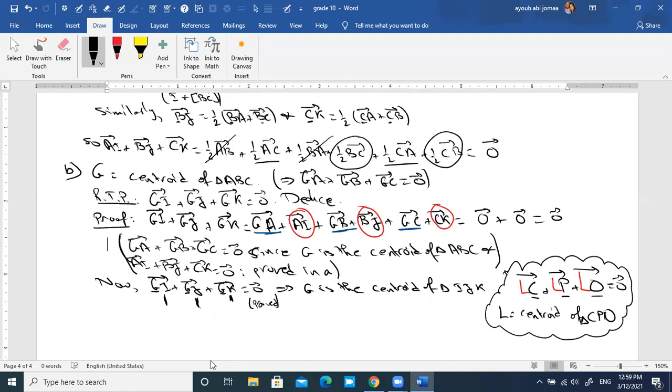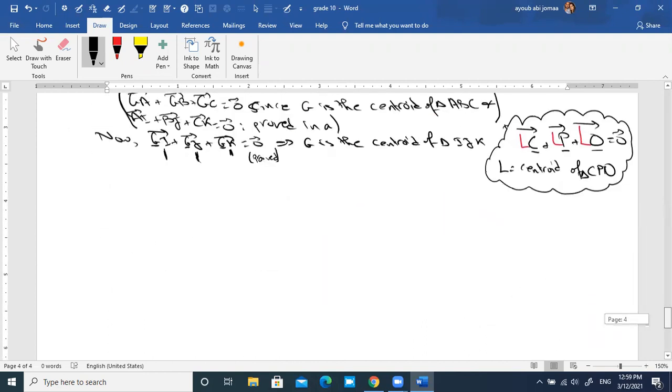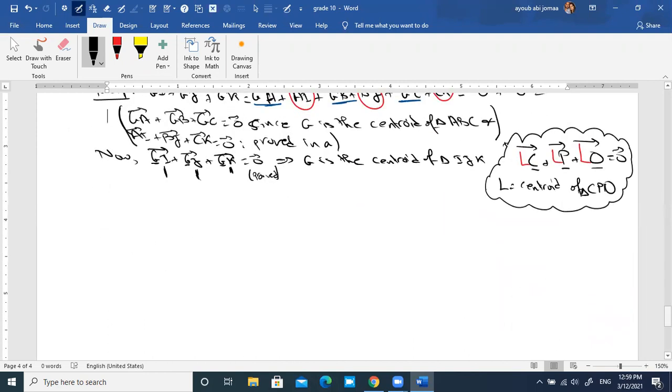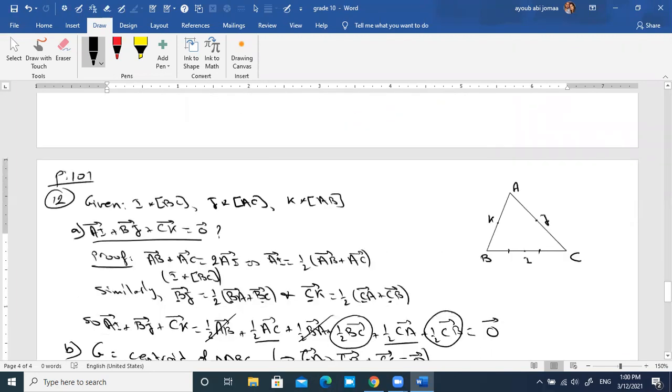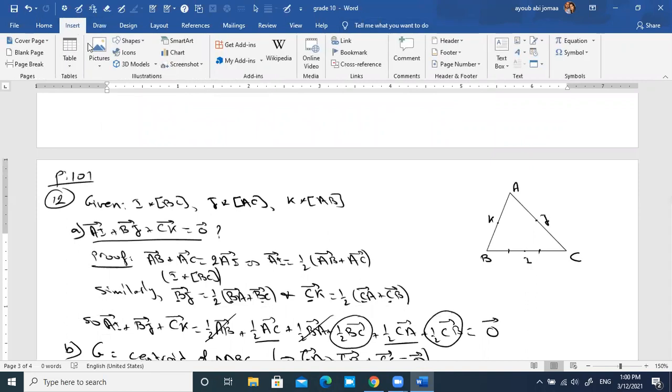Now part C. Part C, it's easy. Or the whole exercise is hard. You have M as the meeting point of AI and JK. M is the meeting point of IJ and JK.